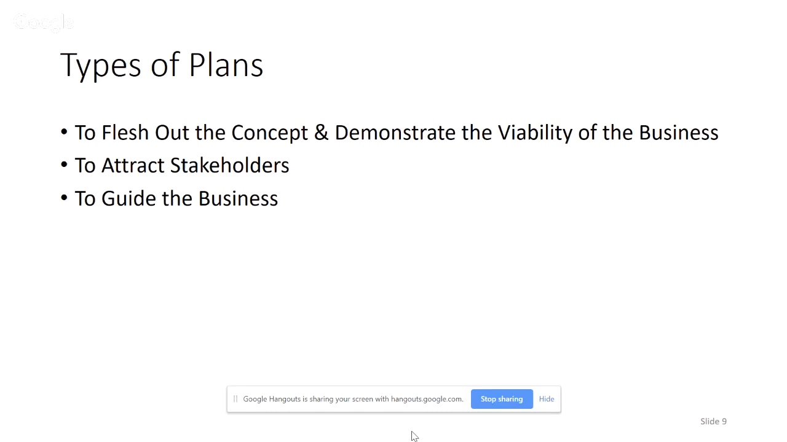The second is to attract stakeholders. This is where you show that the concept is already proven, you show that the numbers work, and you show that you know the market and how big the market is. And then in the guide to the business, you show how you operate this business, what you have to do from the point where the customer comes in, the first touch with the business, their first experience with the business, to the point of becoming a repeat customer.